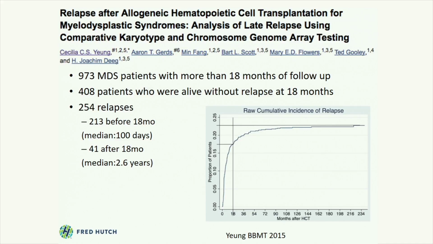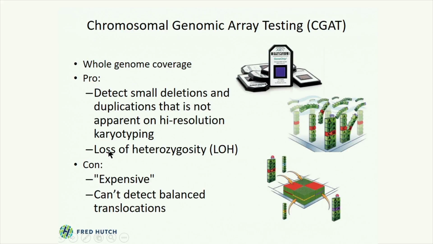From there, what we did was we plotted them on this cumulative incidence of relapse, and really the 18-month cutoff was just where the inflection happened, and we arbitrarily said, okay, let's compare the people who relapsed before 18 months to the people who relapsed after, and see if there's any difference. Why are they doing this? 213 patients relapsed before 18 months and 41 relapsed after, and we looked at what is the difference between these two groups. One of the things that we did have to do was go back and perform CGAT testing on all of these patients. That's chromosome genomic array testing. We already had karyotype data, morphology data, flow data on these patients.